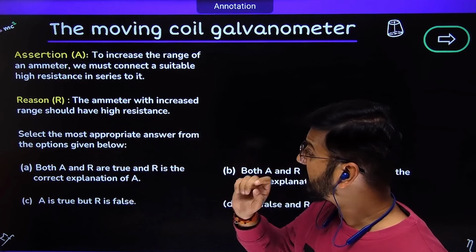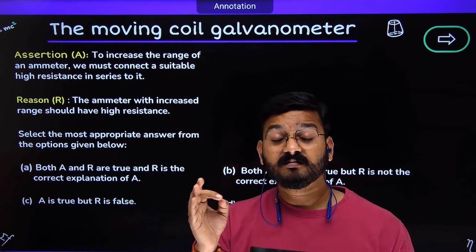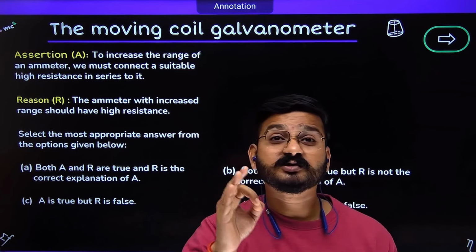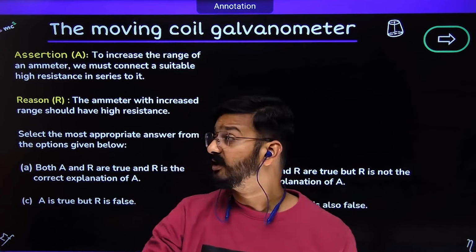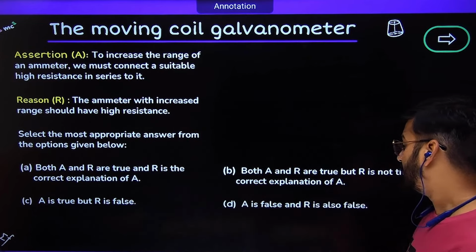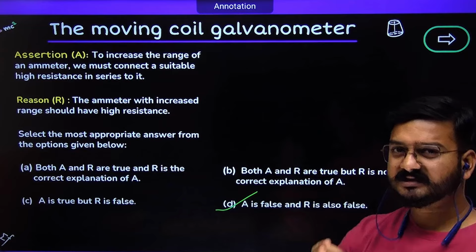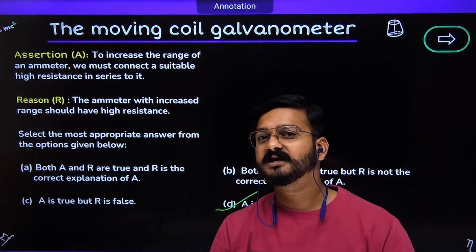Now, if you see the reason, ammeter with increased range should have high resistance. Ammeter with high range should have a very, very small resistance in parallel. So both assertion and reason are false. So what should be the answer? Option D. Very simple assertion reason. Now let's take one more question, the last question from this topic.